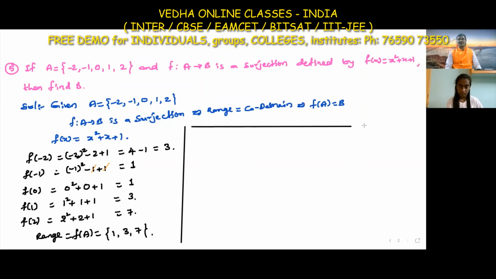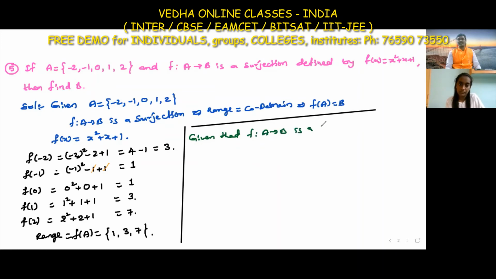Now after this, what is given here? Given that f is a surjection, f maps from A to B. If it is a surjection, then range is equal to codomain, or f(A) = B. Therefore B is equal to f(A), and we already know the f(A) value, that is {1, 3, 7}. What is the question here? He is asking for the value of B.